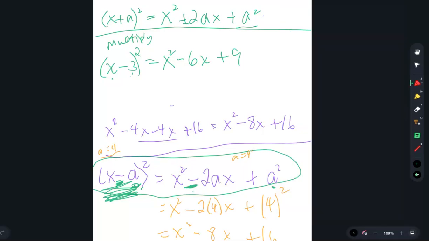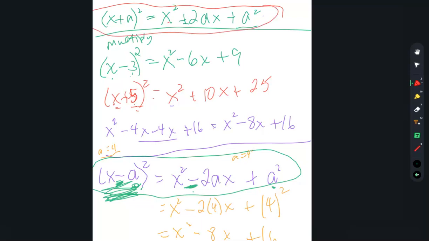Okay, so what if I said find x plus 5 all squared? You'd say, oh, I know the first term is x squared, right? The middle term will be x times 5 times 2. So that's going to be a 10x. And the last term will be 5 squared, which is 25. So having those patterns memorized, it's not so hard to memorize, right? Is really, really helpful. Okay, so that's when we're multiplying.